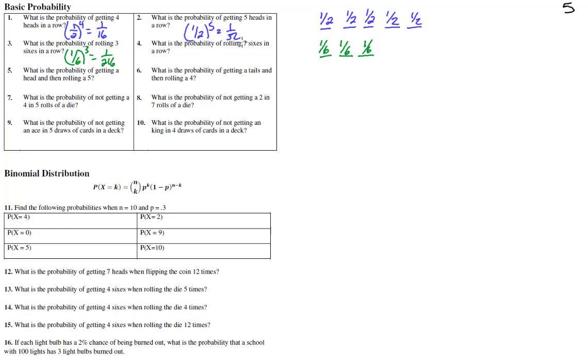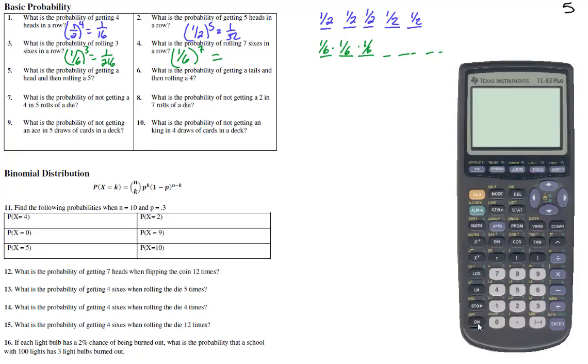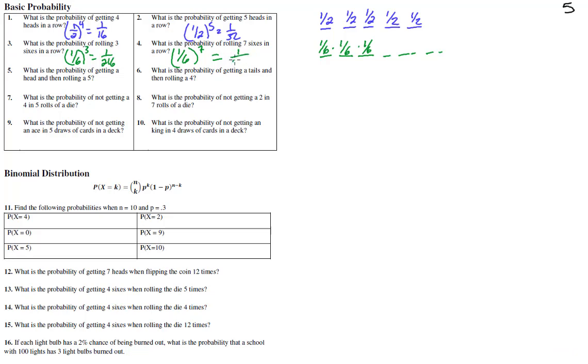What's the probability of rolling 7 6s in a row? Well, that just keeps going. We got 7 of them, so that's 1/6, 7 times in a row, multiplying all of them. And that gets you, I need a calculator. What is 6 to the 7th power? And that is a big one. 1 over 279,936. So there's your probability.